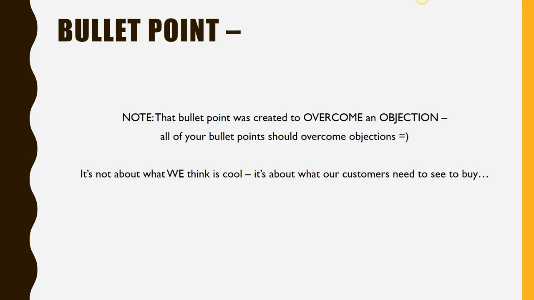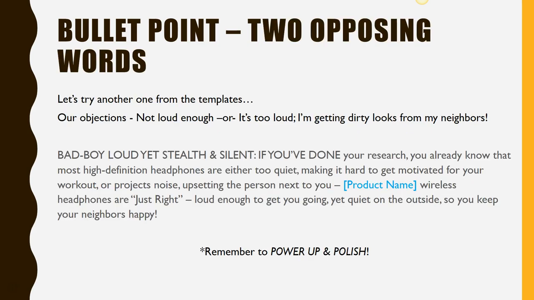People go through all of these objections, like 100 of these a minute, when they're reading through your product description on Amazon. So you have to make sure that you're covering at least the largest objections with your bullet points. Okay. So we just mentioned one of them, our objection, not loud enough, or it's too loud. I'm getting dirty looks from my neighbors, right? So bad boy, loud, yet stealth and silent.